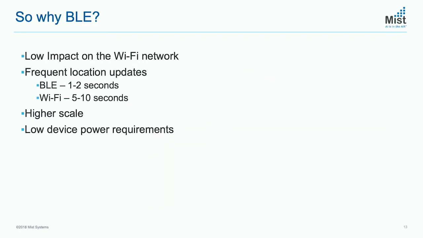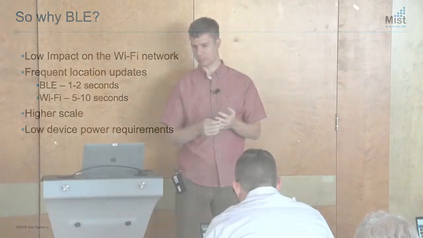So why would you go with BLE for a location network? It has a low impact on your Wi-Fi network. You're not using airtime to make location calculations. You're not having to do off-channel scanning. You can deploy BLE separately from Wi-Fi or as part of your Wi-Fi infrastructure. So it's very low impact.